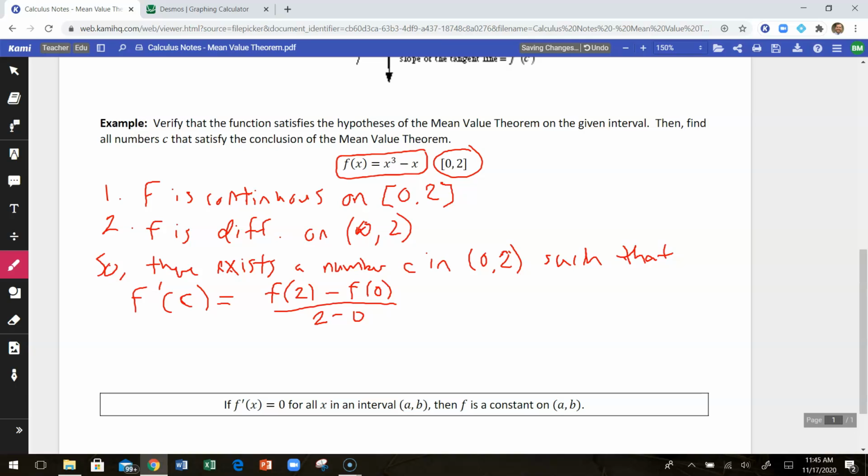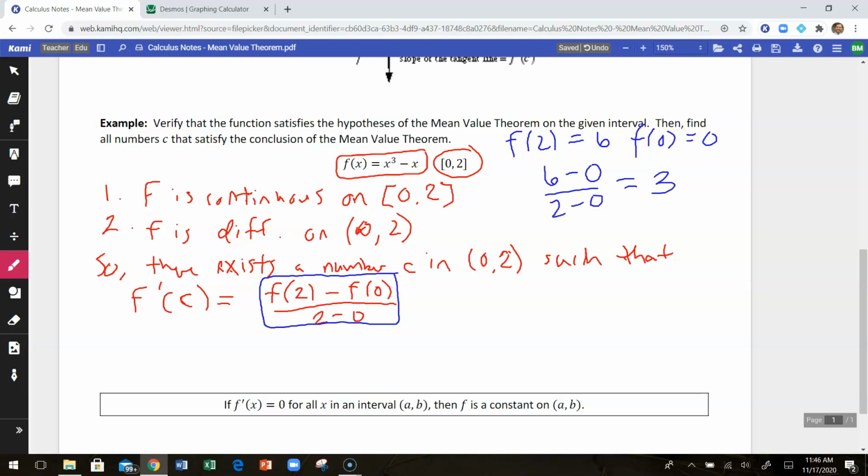So this is going to be kind of two-part. First, I need to figure out what this slope is, right? So what is the slope of the line segment between 0 and 2? Well, f of 2, if I plug in 2, I would get 6. And f of 0 is 0. So this slope is going to be 6 minus 0 over 2 minus 0, right? So this slope is 3.